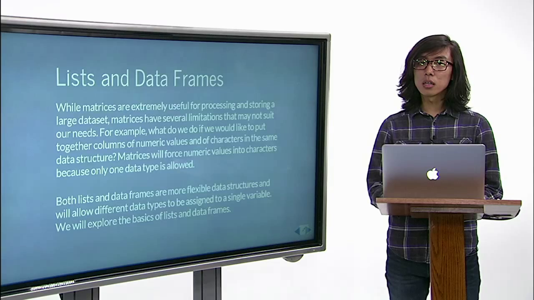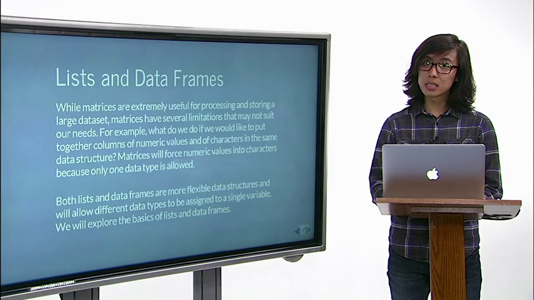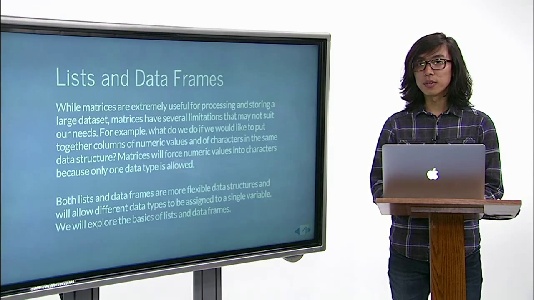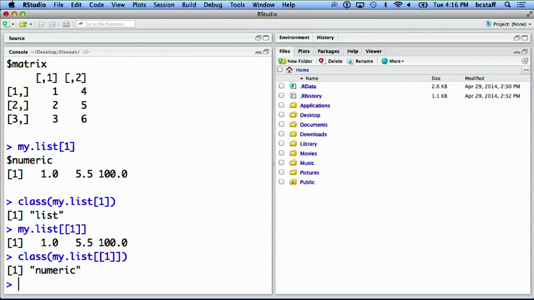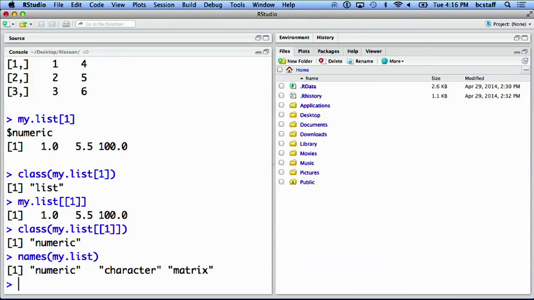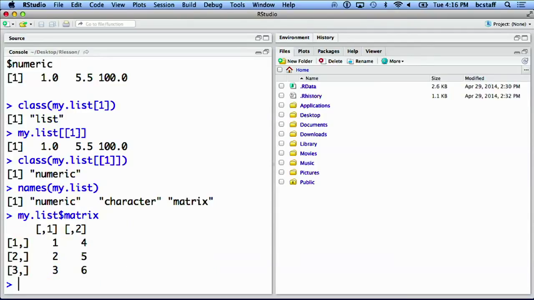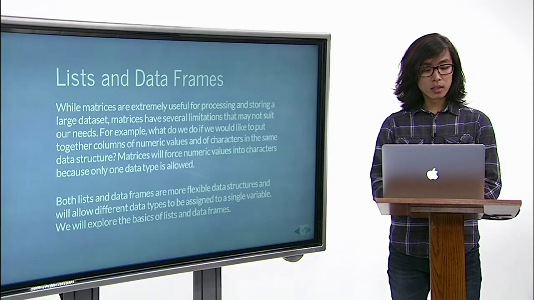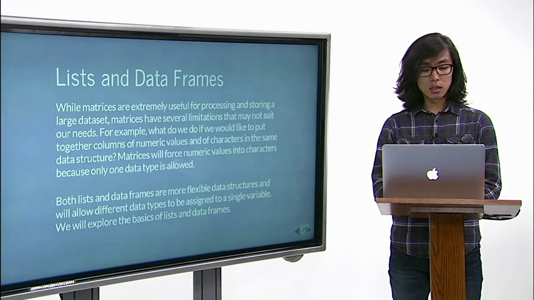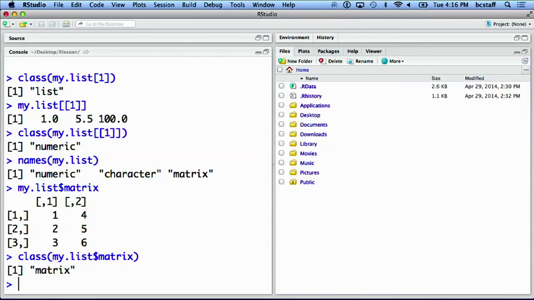Alternatively, the content of a member in a list can be accessed via names. We can look at the names of myList, and we can use the dollar sign to extract one member of the list. Let's quickly look at the class and see this is indeed the matrix.